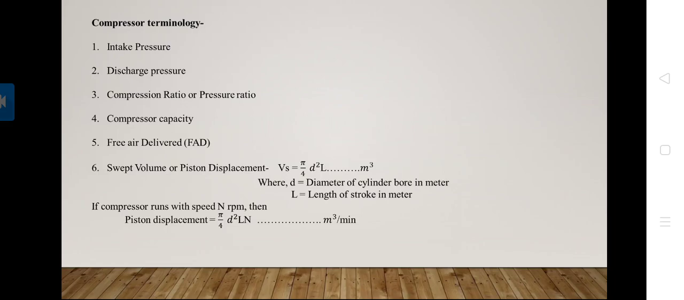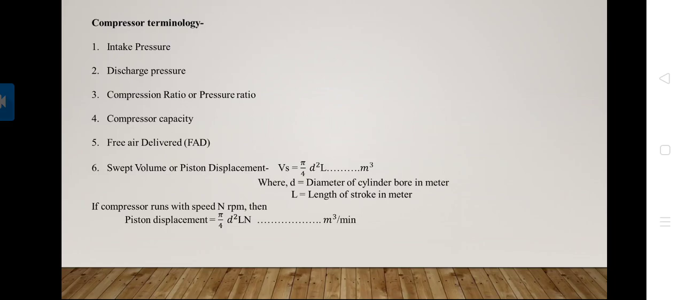Third is the compression ratio, also called pressure ratio. This is the ratio of delivery pressure to the suction pressure. Next is the compressor capacity. Compressor capacity is the quantity of free air which is actually delivered by the compressor. It is the quantity of air actually delivered by the compressor, and it is measured in meter cube per minute.